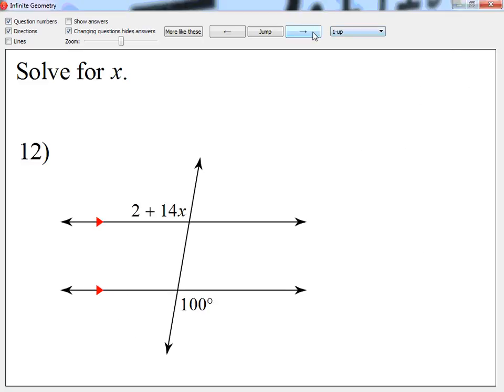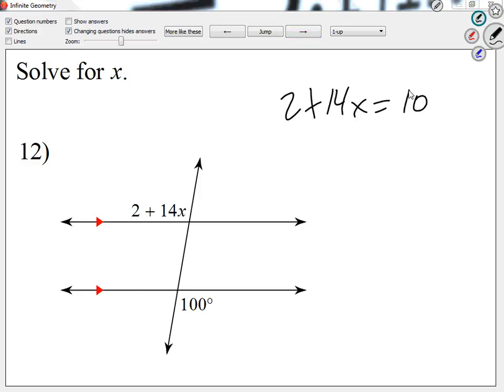Let's take a look at question number 12. I'm going to say that 2 plus 14x is equal to 100. They're alternate exteriors, so I let them equal each other. Let me separate the sides with an equal sign, and I'm going to write 14x is equal to 100 minus 2. I move my 2 to the right, so I switch the sign. Yes?